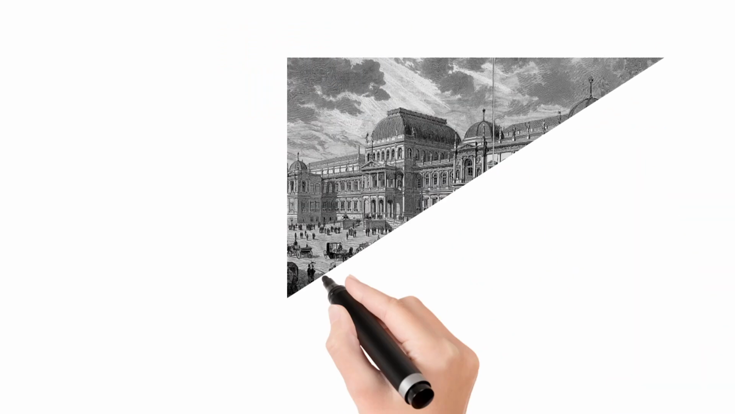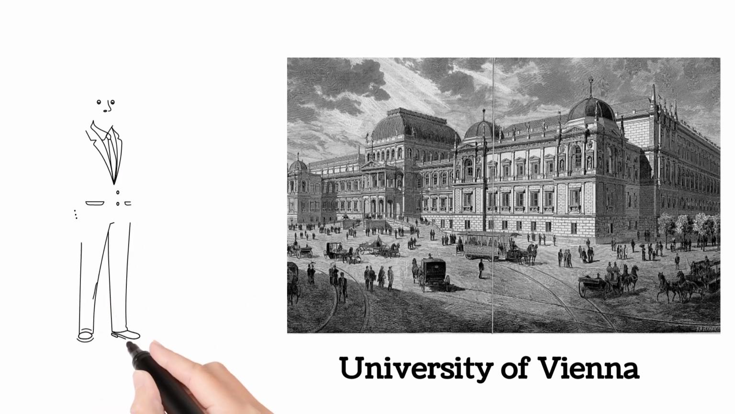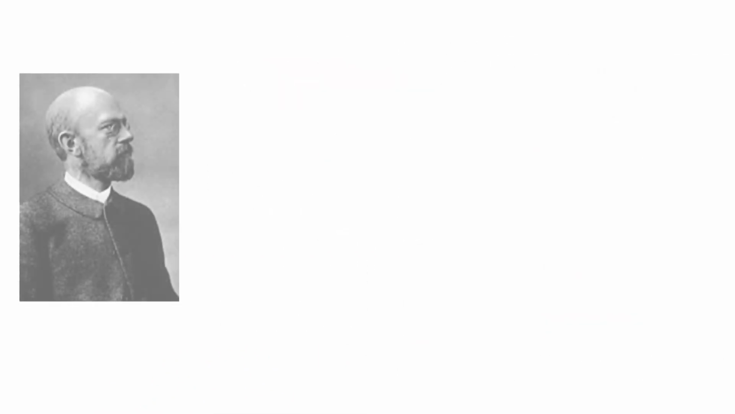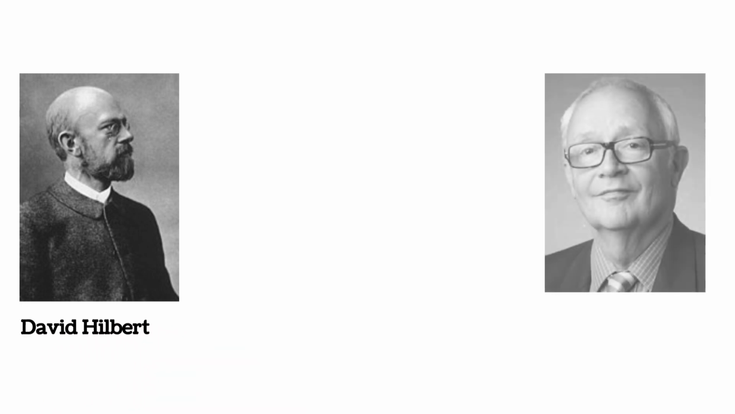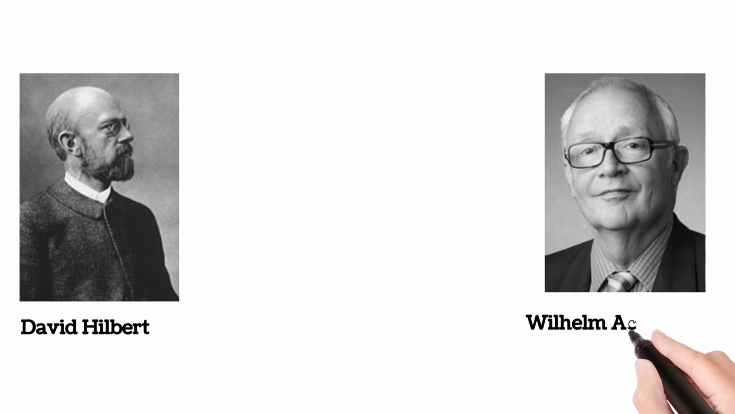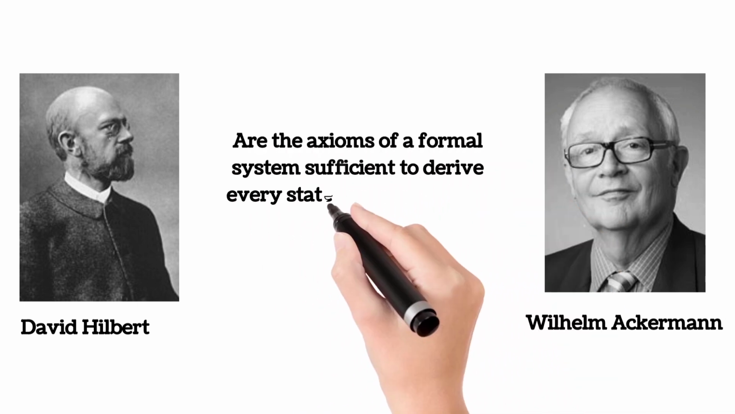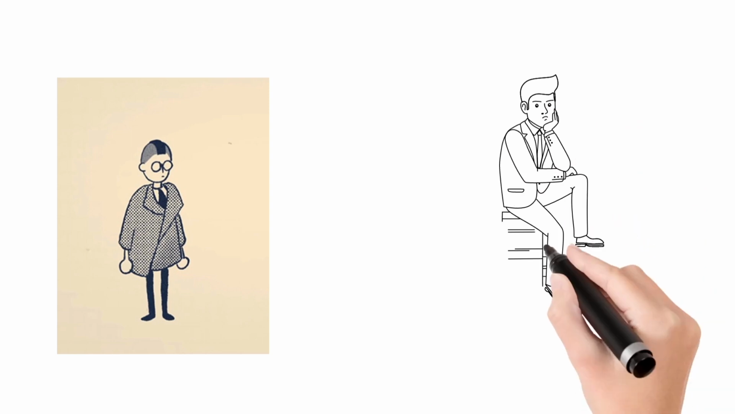5 years later, he went to study in Austria at the University of Vienna, where he earned his doctorate in mathematics. In 1928, Hilbert and Wilhelm Ackermann published Principles of Mathematical Logic, an introduction to first-order logic, in which the problem of completeness was posed. Are the axioms of a formal system sufficient to derive every statement that is true in all models of the system? This problem became the topic that Gödel chose for his doctoral work.